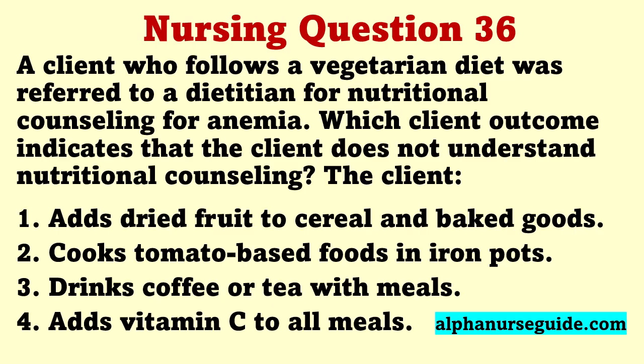The correct answer is 3. Drinks coffee or tea with meals. Coffee and tea increase gastrointestinal motility and inhibit the absorption of non-heme iron. Clients are instructed to add dried fruits to dishes at every meal because dried fruits are a non-heme or non-animal iron source. Cooking in iron cookware, especially acid-based foods such as tomatoes, adds iron to the diet.